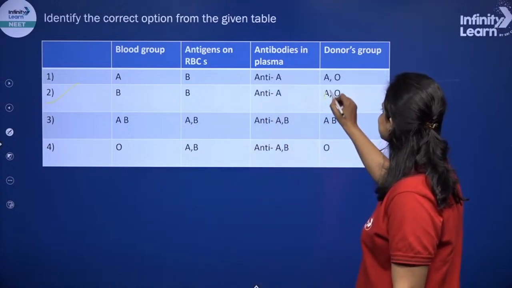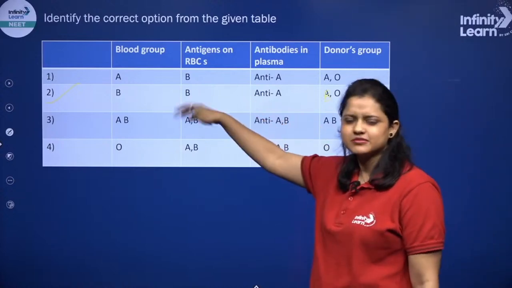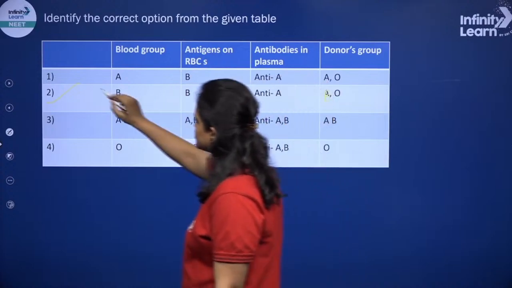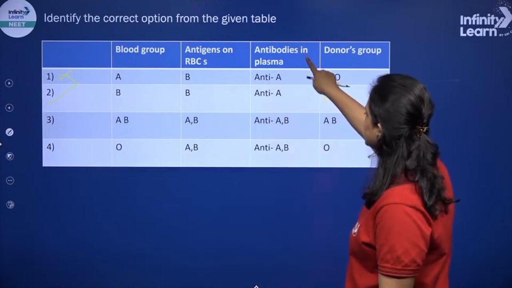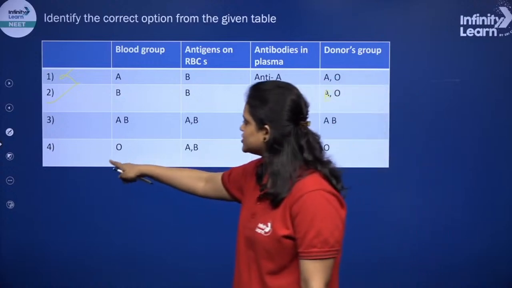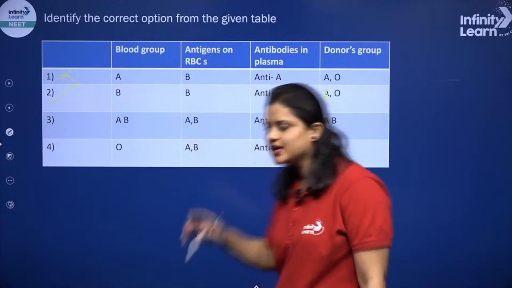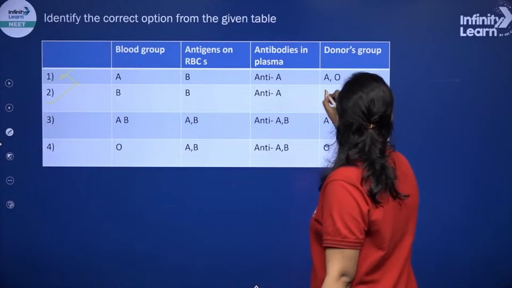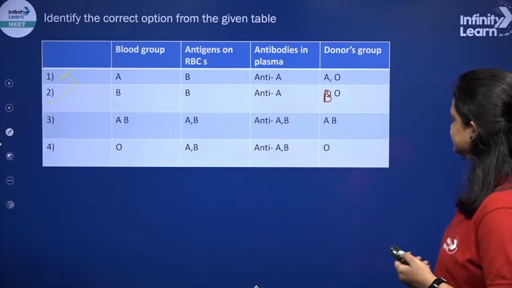if I change this. Okay, let's read it once again and figure out if I am making a mistake or there is some typing error. So in blood group A, antigen B will not be present. So this is wrong. In 3, AB blood group, A and B, both antigen should be there. Antibodies should not be there. So this is also wrong. In O blood group, no antigen should be there. So yes, correct option will be 2 only. But here, the donor's group should be B. Let's write it down. Right? So correct option for this question will be the second one. Okay?